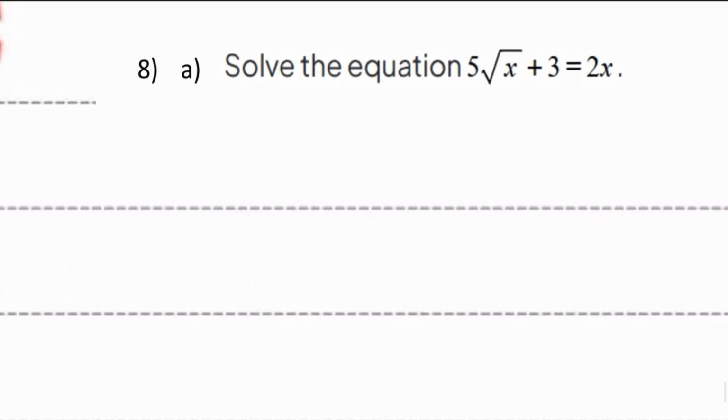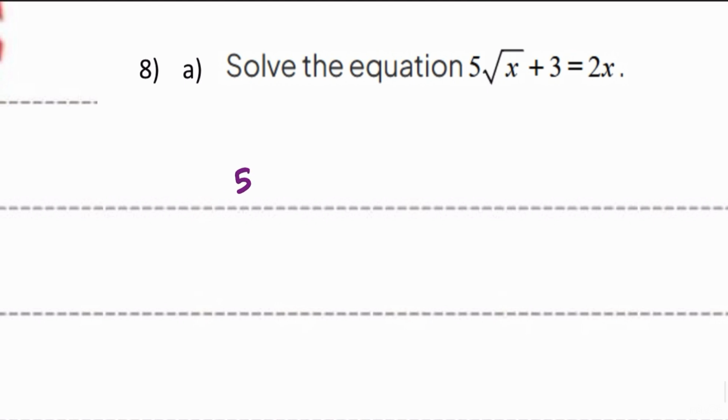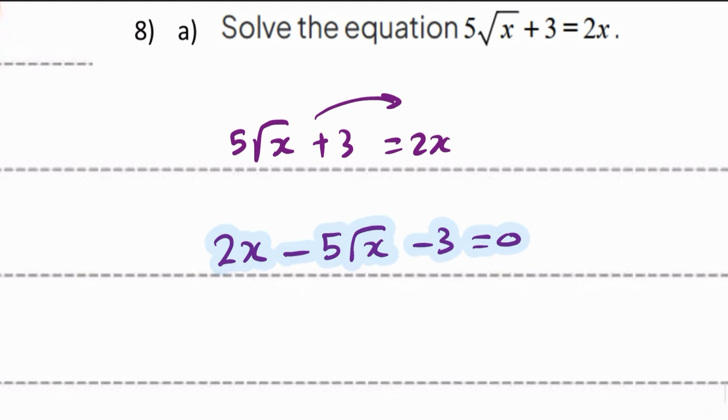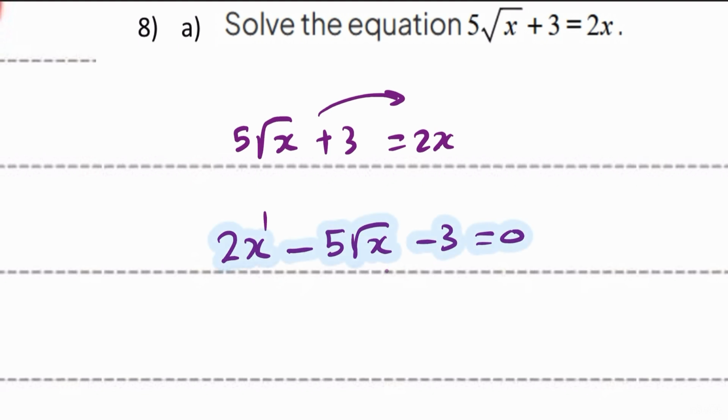To solve this equation, if you have 5 square root of x plus 3 equal to 2x, I think we have to simplify and rearrange this first. So we come up with 2x first, then shift these two terms to the other side. So we come up with negative 5 square root of x, then minus 3, which equals 0. As I told you, here we have x power 1, and this is square root of x. Square root of x actually means x power half. Once you find this power is double of this power, it looks like a quadratic.